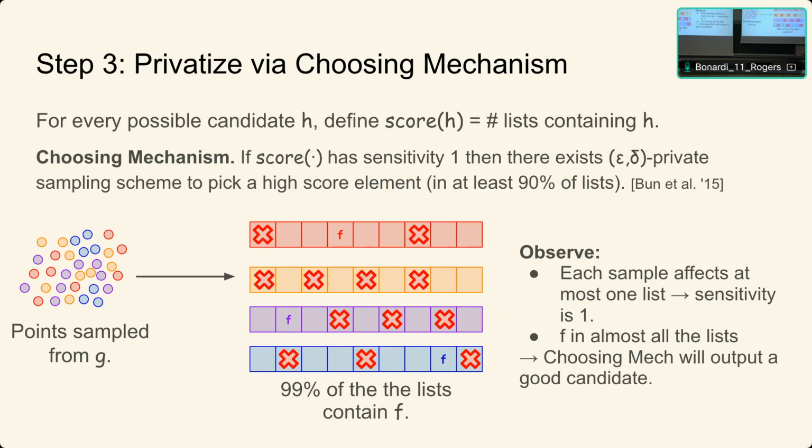And so a natural candidate to choose here, because we know that there is a stable element, is to find the score of every element that appears in the list. The score is basically the number of times that element appears in the list, or the number of lists that contain that element. In particular, the stable element will appear in almost all the lists, and so definitely that is a candidate to have a high score. And so basically, this allows us to output something that's fairly reasonable.